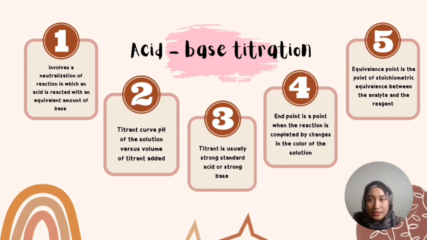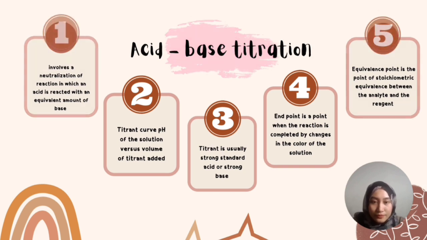Firstly, it involves a neutralization reaction in which an acid is reacted with an equivalent amount of base. Secondly, the titration curve is the pH of the solution versus the volume of titrant added. The third one is that the titrant is usually a strong standard acid or strong base. After that, the endpoint is a point when the reaction is completed, indicated by changes in the color of the solution. And the last one, the equivalence point, is the point of stoichiometric equivalence between the analyte and the reagent.